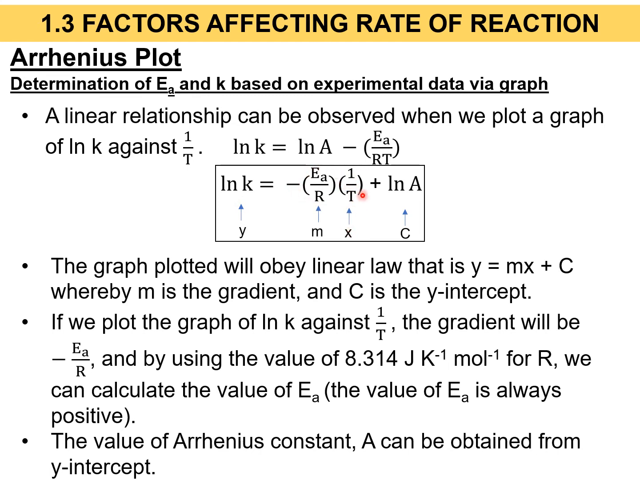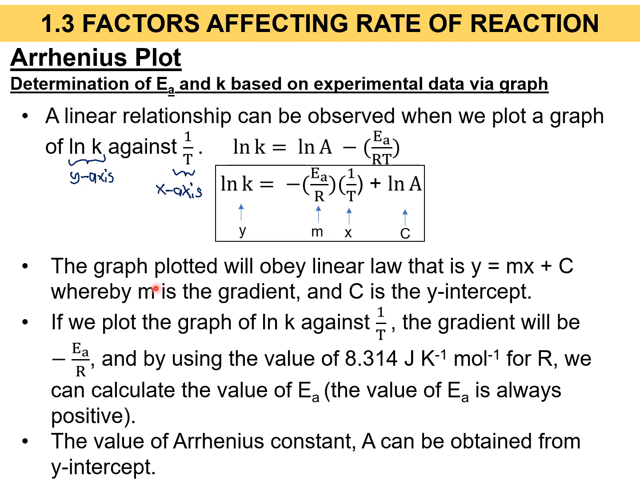Okay, since these two things are the same thing, you pisahkan je lah EA over R. Therefore, EA over R ni you boleh dapati melalui gradient. Okay, so EA over R ialah m, negative EA over R, and ln A ni adalah your y-intercept. So you susun this logarithmic Arrhenius equation ni into y equals to mx plus c, di mana bila you kena nak buat Arrhenius plot, you kena plot the graph di mana ln K ni ialah y-axis, okay, ln K must be y-axis, and then 1/T must be x-axis.